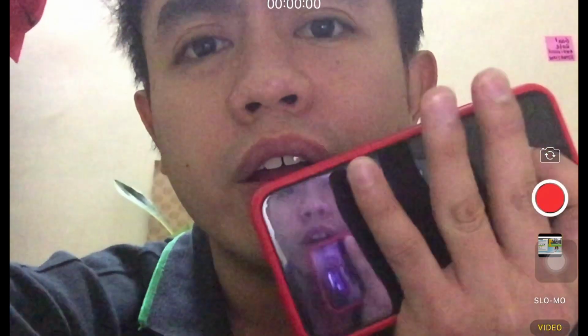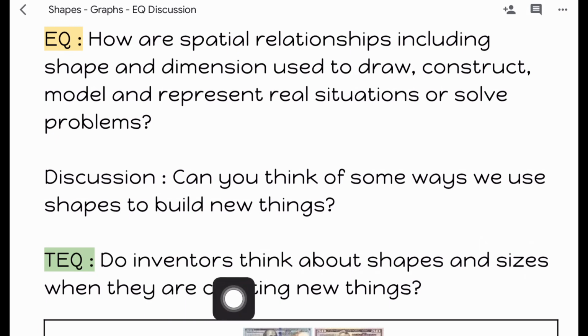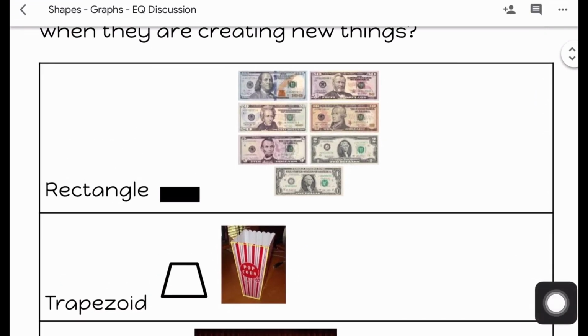So, I have one more question here. Check this out. Do inventors think about shapes and sizes when they are creating new things? Do they think about shapes? Do they think about sizes when creating new things? Check this out. When they were making money, do you think they thought of a rectangle? I'm sure they did. I assure you that they thought of it. Which do you think is better? Should we use a circle? Should we use a trapezoid? I think rectangle is better.